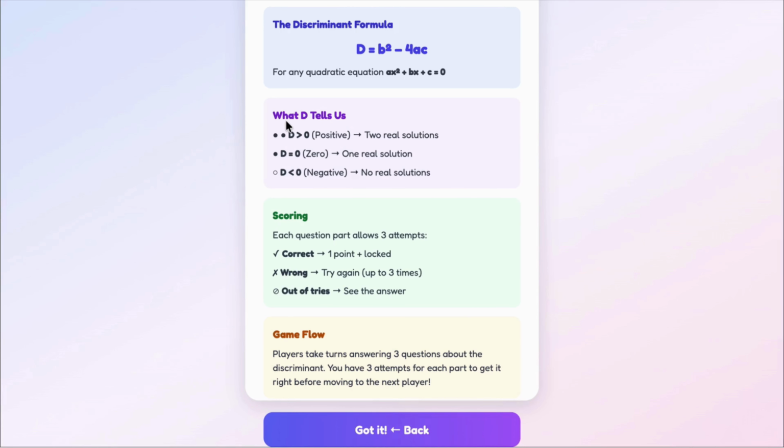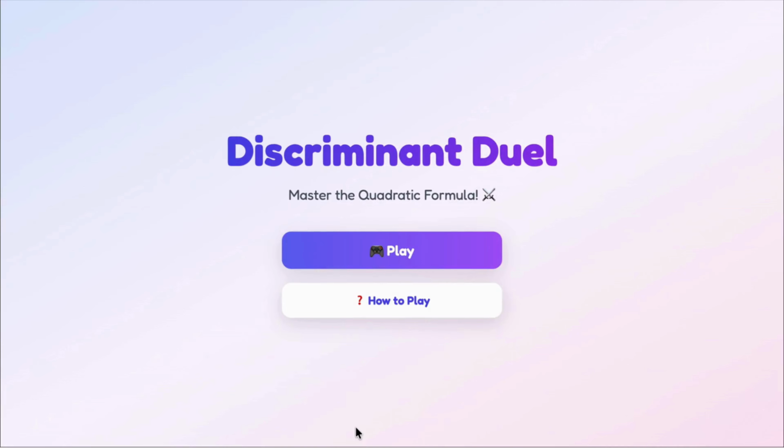It tells us what the discriminant tells us about how many solutions we have, whether we have 2, 1, or none. This is how the scoring works in the game. So if you get something correct, you get a point, and it is locked. If you get it wrong, you get to try again up to 3 times, and after 3 times, it's out of tries, and it'll show you the answer. So this just shows you the flow of the game.